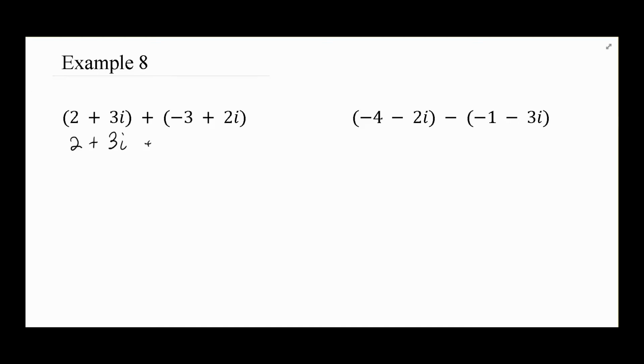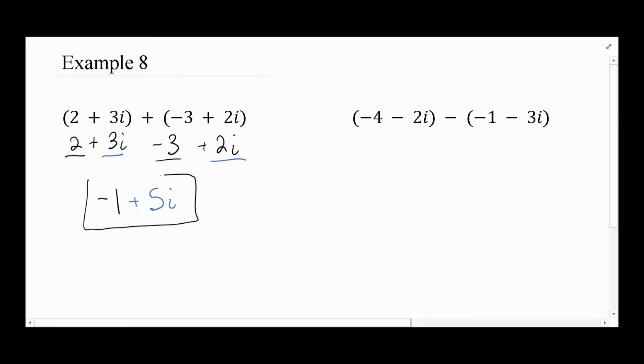Now instead of plus negative, we could just think about this like -3 plus 2i, and that's just combining like terms. We've got our real terms, the 2 and the -3. Those add up to -1. And then we've got the imaginary terms, the 3i and the 2i. That adds up to 5i.